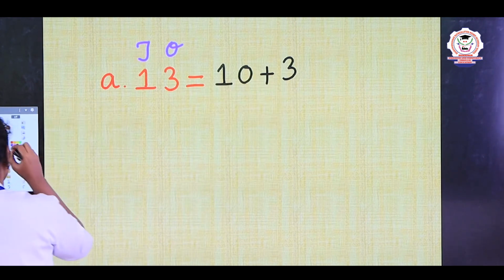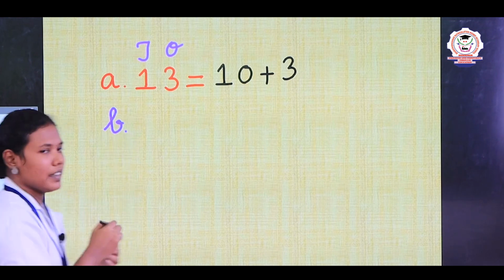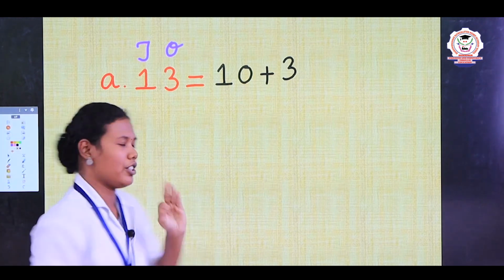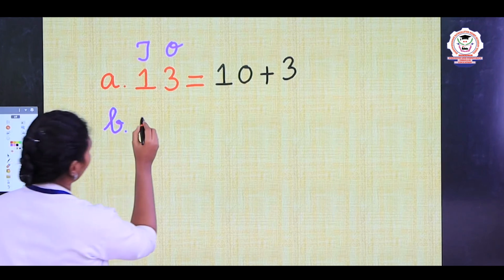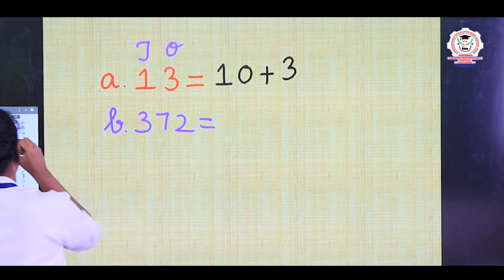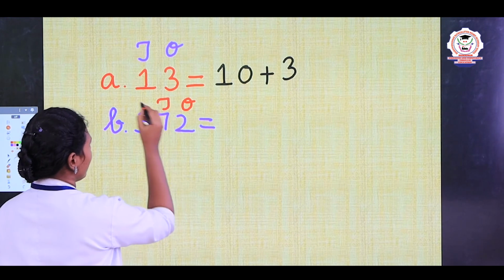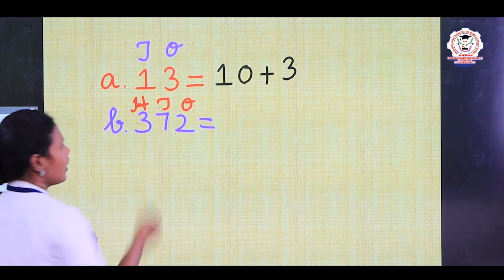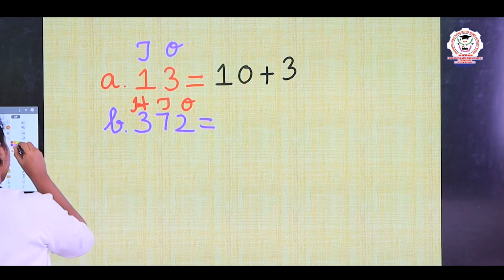Shall we write the second sum? And the second sum is going to be a 3 digit number. 372. And here ones, tens and hundreds, as it is a 3-digit number. Now we are going to write expanded form.